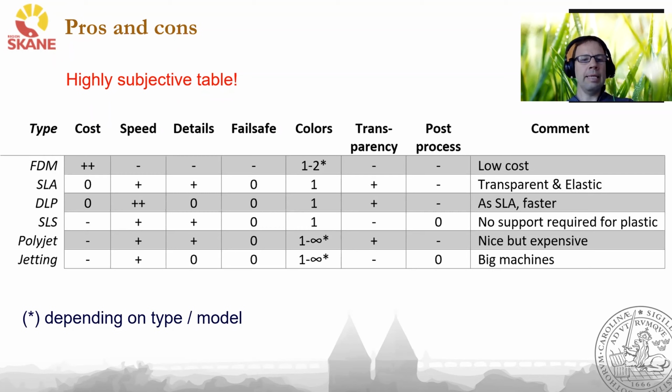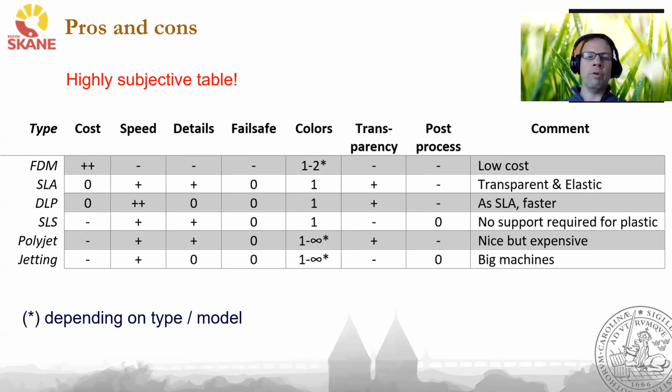For SLA, DLP, and SLS, you're limited to only one material. PolyJet can have a lot of different materials, and also colors. The same with jetting. They can have multiple colors as well. Regarding transparency, with FDM you cannot print transparent. You can print transparent with SLA or DLP, or with the PolyJet technology.